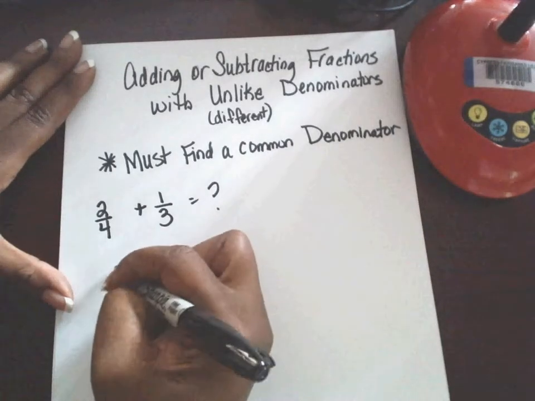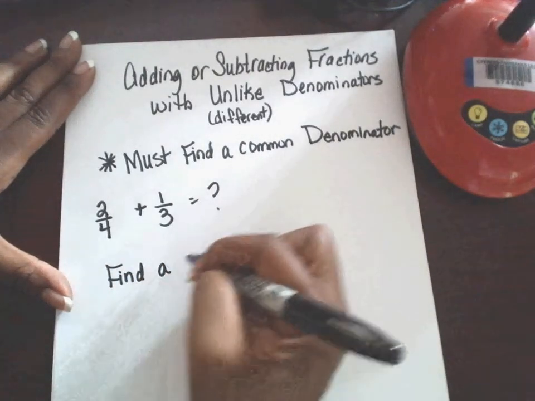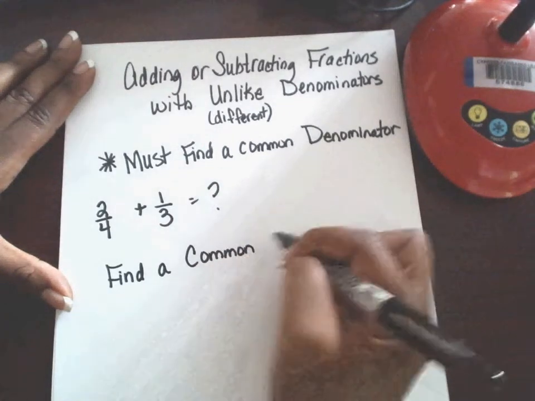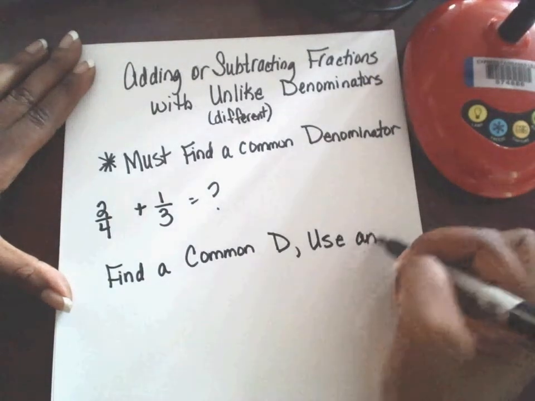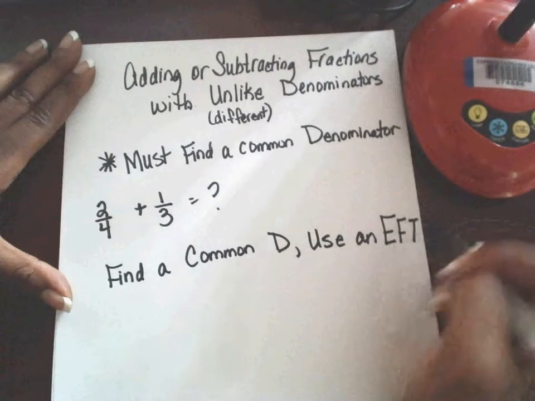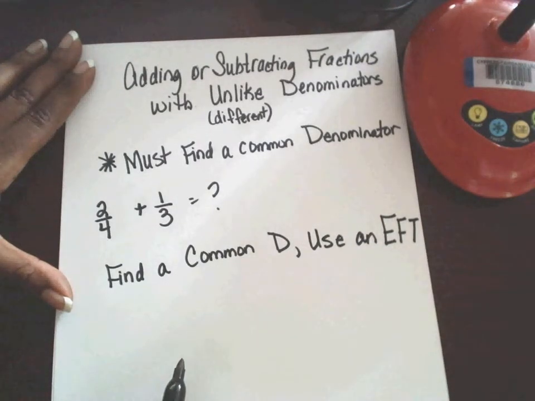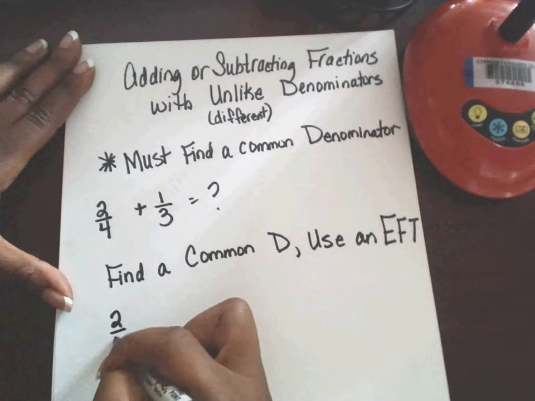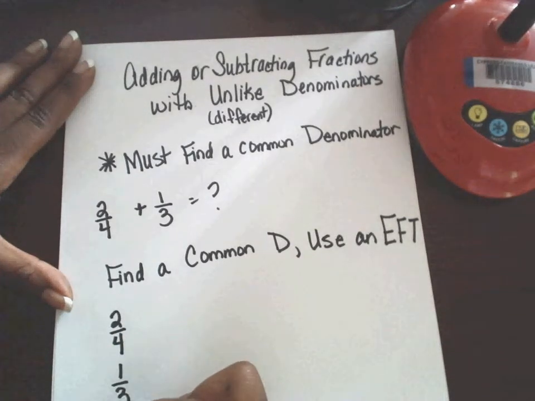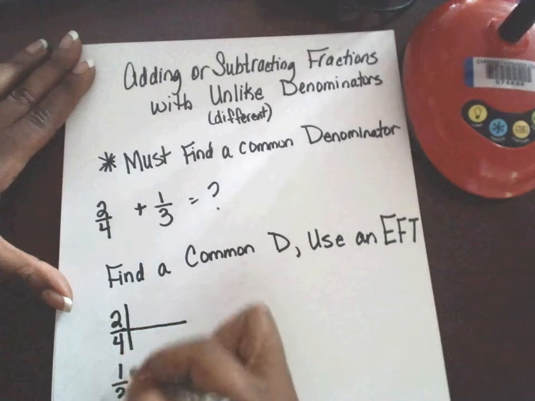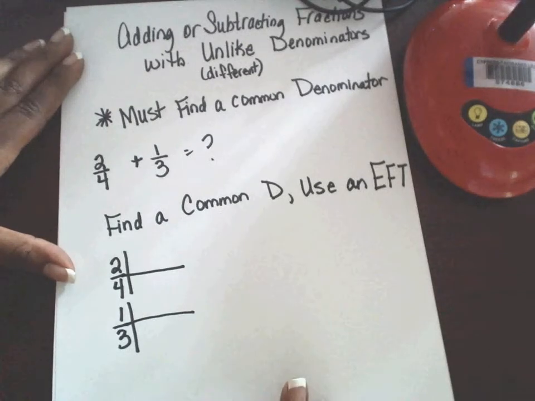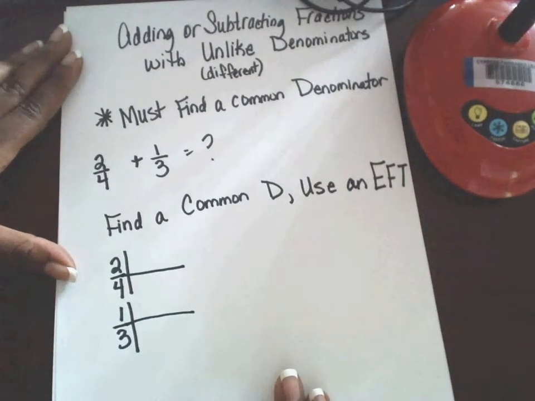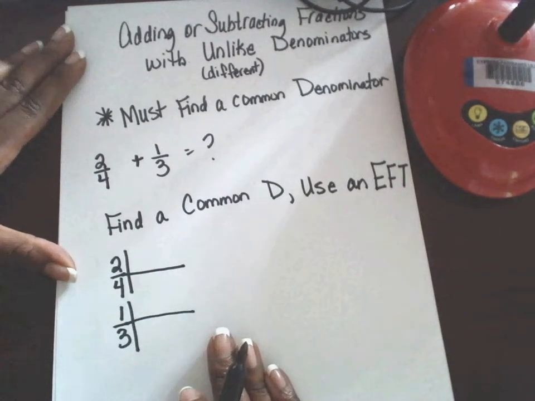So the way to do that, to find a common D, we want to use an EFT. All right? So here I'm going to write my 2/4, and then a little bit further down I'll write my 1/3. An EFT is an equivalent fraction table, and this is a way to find your common multiples without having to know your multiplication facts, because many of you are still struggling with that. We're going to have a way for you to be able to find it without struggling.